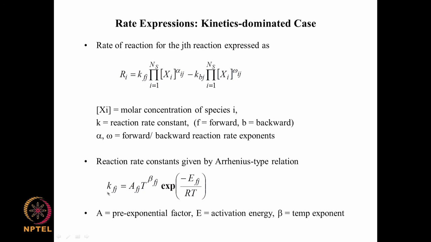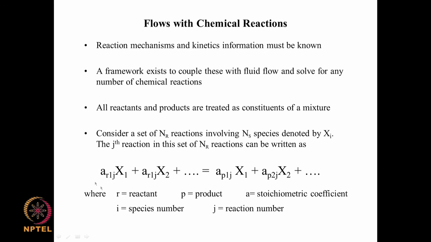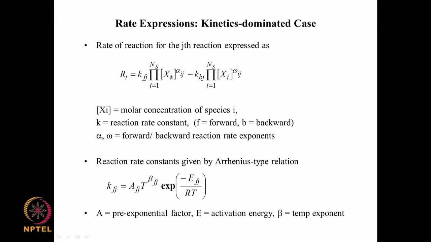And these reaction rates are expressed in terms of Arrhenius coefficients: an activation energy, a temperature exponent and a pre-exponential factor. All these things must be given. The entire reaction scheme must be known, the stoichiometric coefficients must be known, the orders of the reaction must be known, and the rate constants, the exponential factors, and all these things must be known. If you know all these things, then as part of the calculation scheme of the equations that we have already discussed, we know at every point what is the concentration of that particular species.